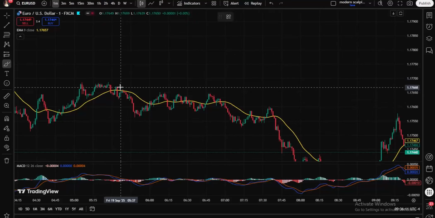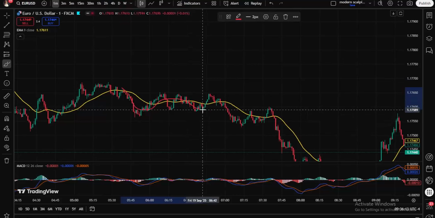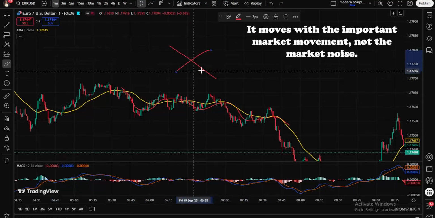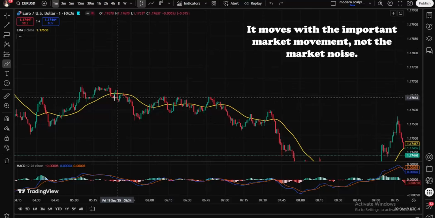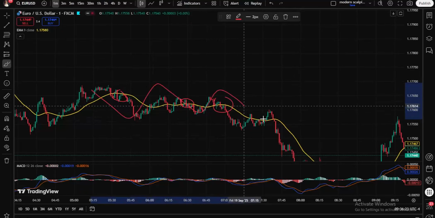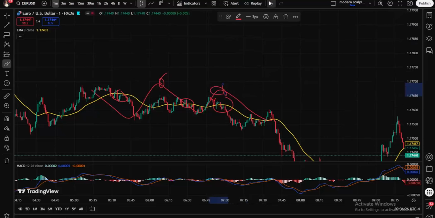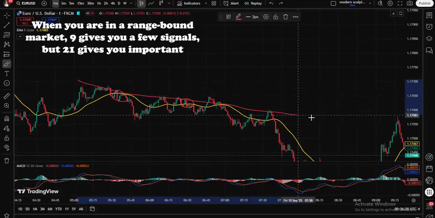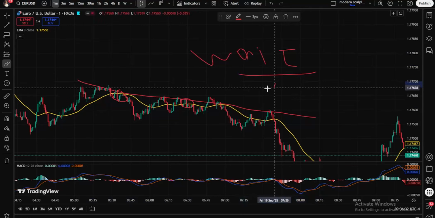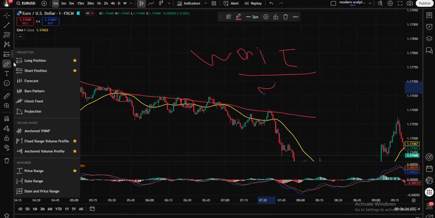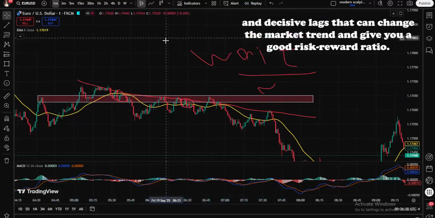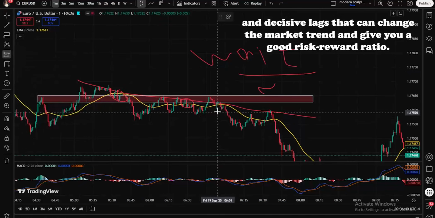EMA 21 acts like a filter. It ignores a lot of noise and worthless market movements. This means that the signals you get from EMA 21 with MACD are fewer but more reliable. For example, if you trade in a range market, EMA 9 keeps going up and down and misleading you. But EMA 21 says, wait, there is no trend yet. When EMA 21 aligns with MACD, you know that the market has entered a serious move.